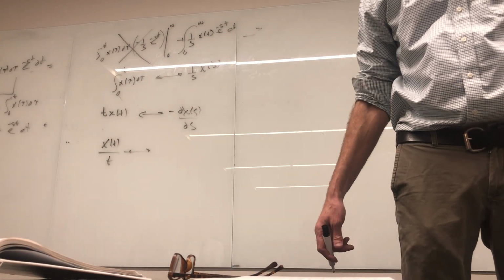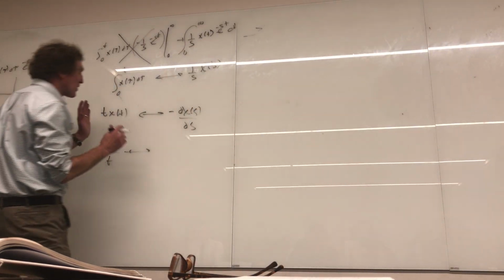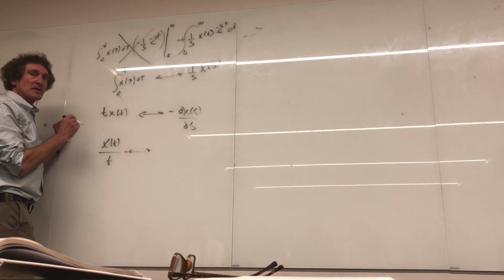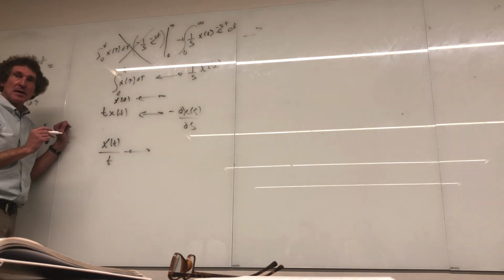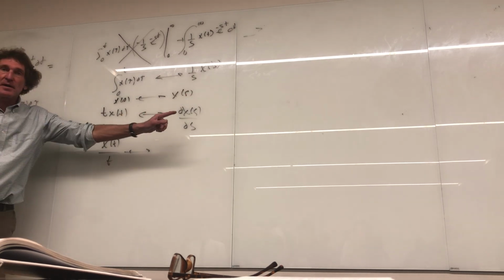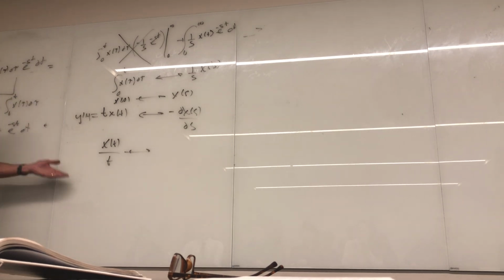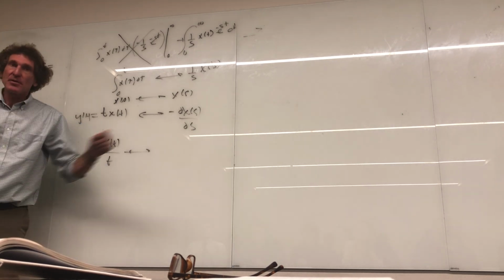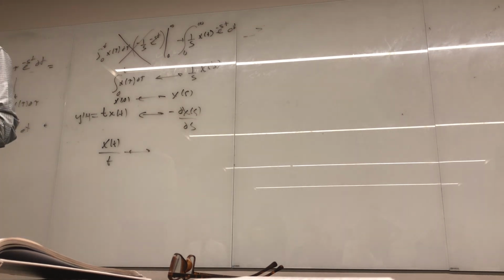So if you have t squared x of t, would that be the second derivative? Here's what you do. If you start out with this, if you want t squared x of t, you start with x of t, which goes to x of s. Then you take a derivative. Now you have t x of t, right? Let this be a new function, y of t. Now take t times y of t, and now you're going to take a derivative of this. But you can see the progression.